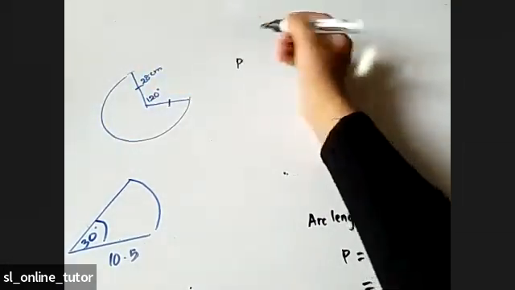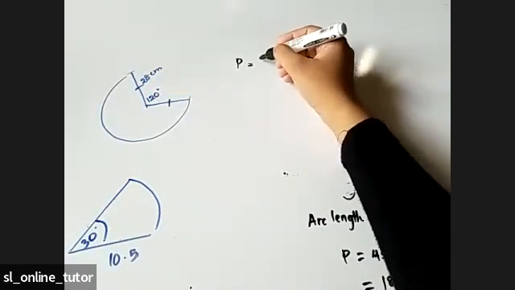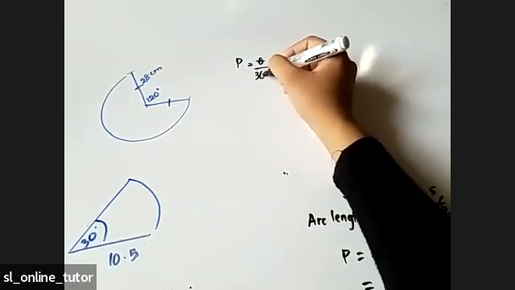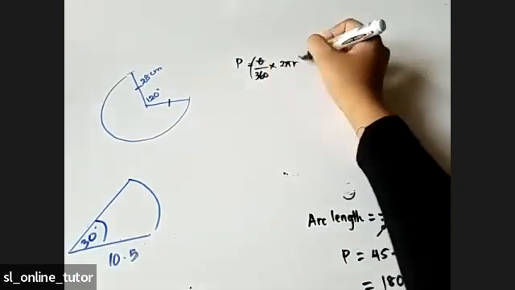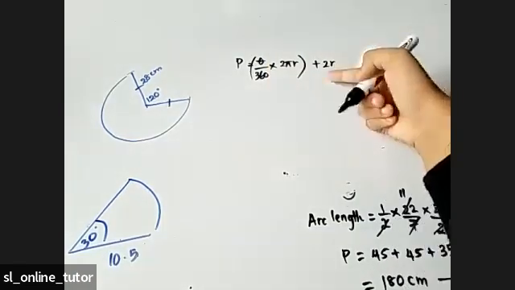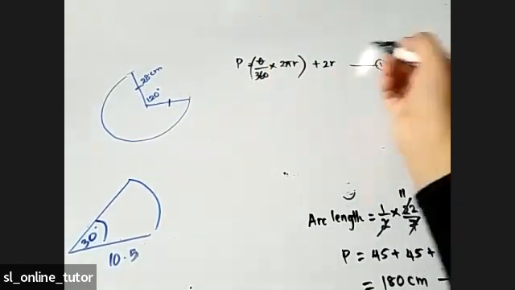So it's a perimeter of a sector equation. What is the perimeter of a sector equation? Theta over 360 into 2 pi r, that is the arc length, then plus 2r. This equation should be written. You are getting 1 mark for that.